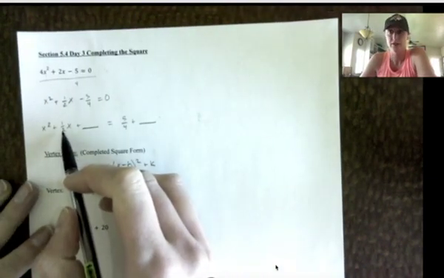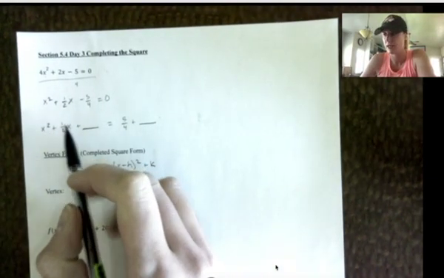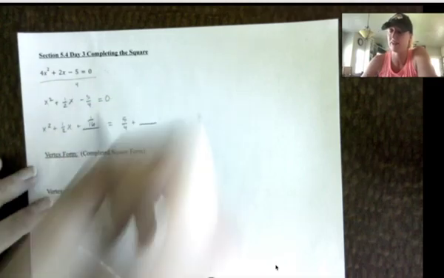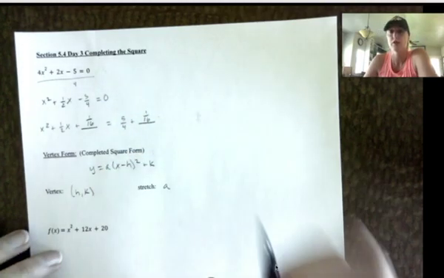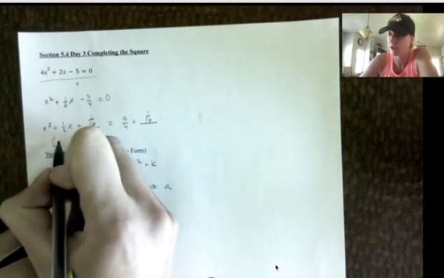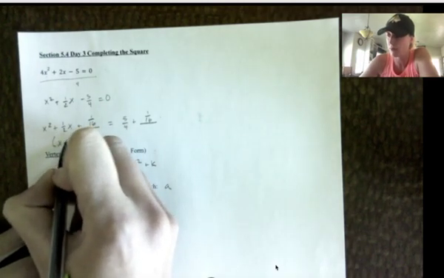So b over 2 squared. b over 2 is dividing by 2, right? So 1/2 divided by 2 is 1/4. 1/4 squared is 1/16, right? We square the top and square the bottom. And then I add that b over 2 squared to both sides. Then it factors. b over 2 was 1/4, so x plus 1/4 squared.